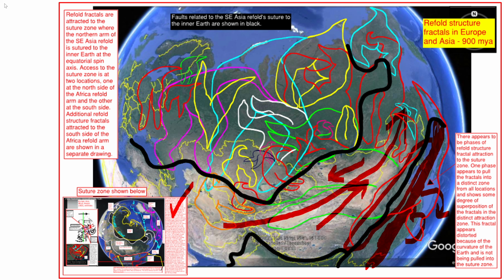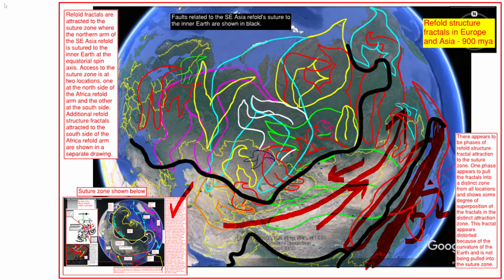So one gravity anomaly was resulting from the anchor of the Southeast Asia arm. As it moved around, it made the brittle crust less dense in that zone near the equatorial spin axis, and that's one gravity anomaly. As I talked about previously, the other is to the north, just inside the Africa refold arm. So those are those access zones to the ultimate goal of getting into the suture where that arm connects at the equatorial spin axis.